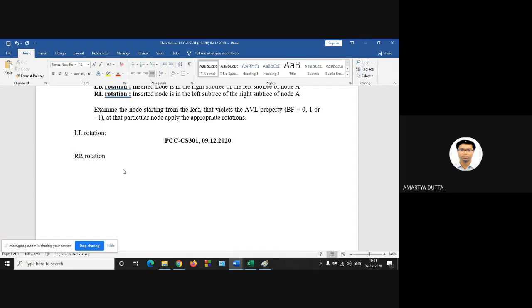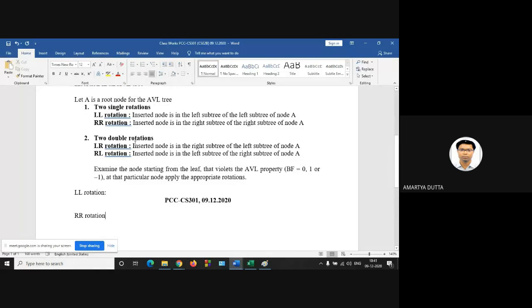RR rotation. What is RR rotation? That is insert. Is it visible to you? Yes, sir, it's visible. RR rotation means the inserted node is in the right subtree of the right subtree of node A.